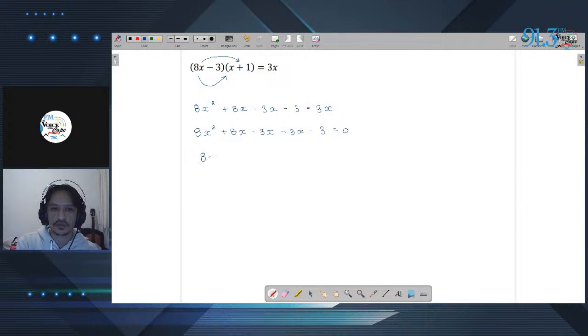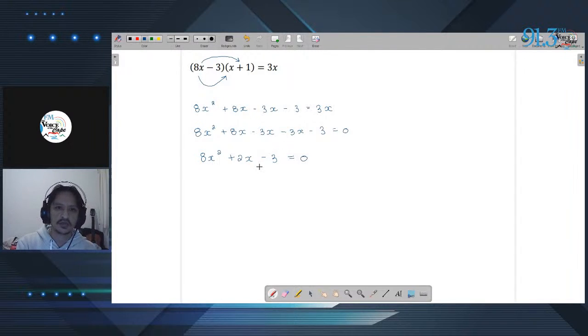So carry on, 8x squared. This is going to give us negative 6x. 8x minus 6x is going to give us positive 2x. Minus 3 is equal to 0.